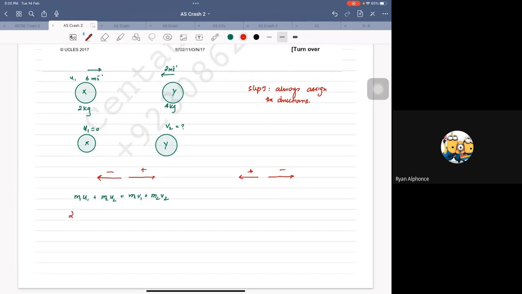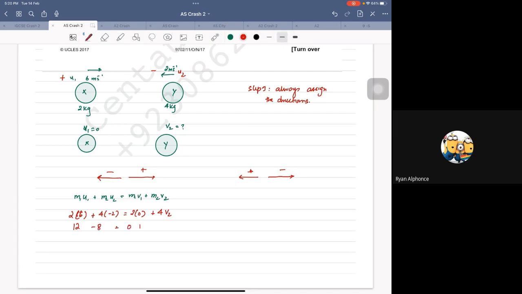The initial speed would be positive because it's going towards the right. We're going to take this as negative u2 because it's left, and we don't know about the other ones. So 2 times 6, and this would be 4 times minus 2, and this would be 2 times 0, and we don't know where it goes, so it's going to be 4 times v2.